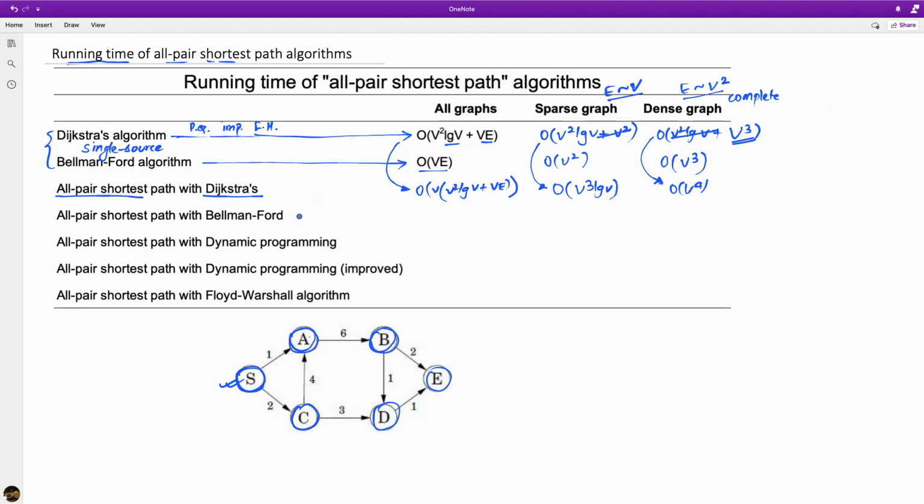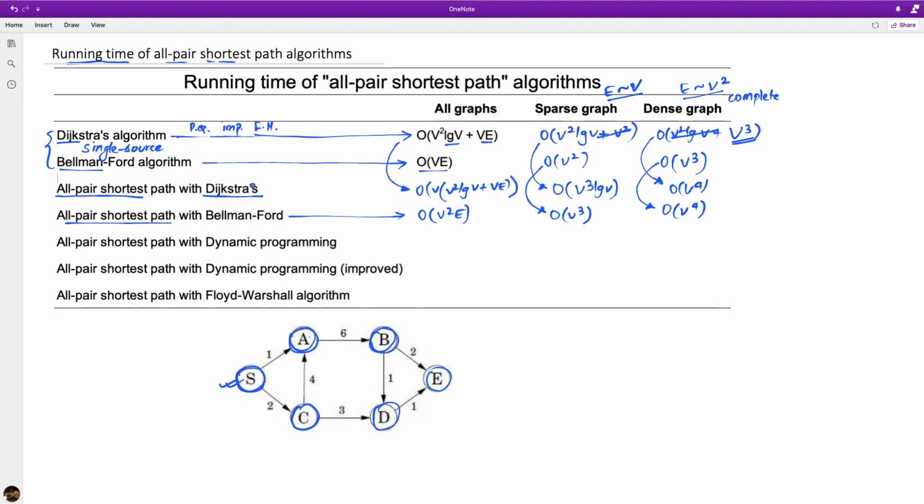Similarly, if we want to obtain all pair shortest path with Bellman-Ford algorithm, then the running time becomes big O of V square E. In the case of a sparse graph, this becomes big O of V cube. And in the case of dense graph, this becomes big O of V to the power 4. This is easy because if I have implemented Dijkstra's algorithm or Bellman-Ford algorithm, I can simply obtain all pair shortest paths in my graph by running either of them V times.